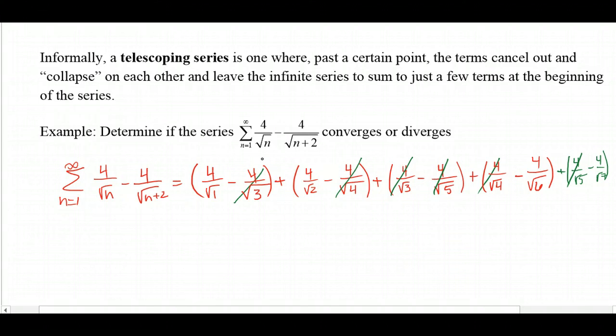So it looks like what we're going to have left is 4 over the square root of 1, which is just 4, plus 4 over the square root of 2, because nothing else is going to cancel out with this 4 over the square root of 2. But everything after this point is going to cancel. So this is the sum of the telescoping series.